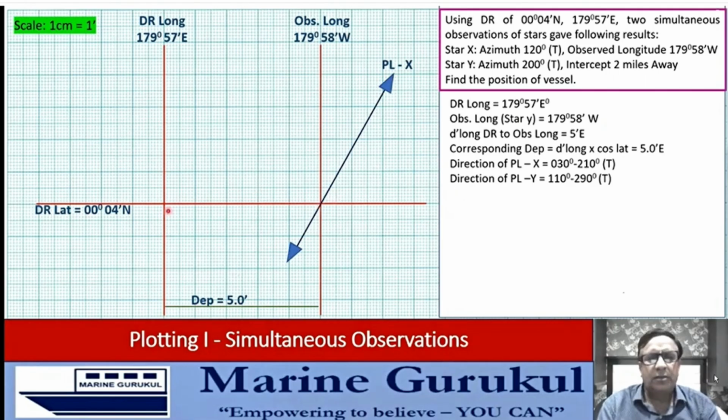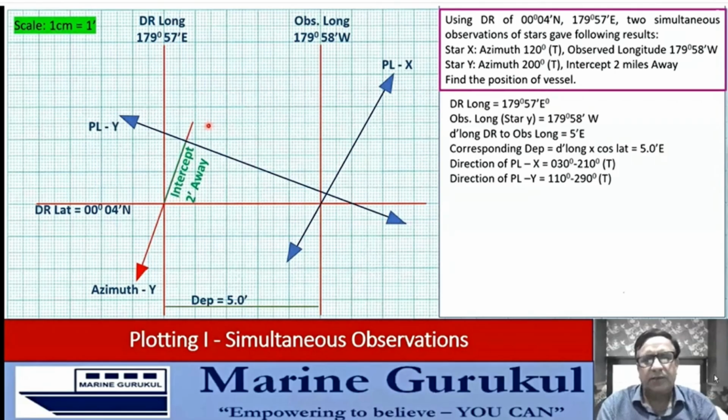For PL of Y, we identify the ITP first. So we draw the azimuth of Y through the DR. Here is the azimuth in the direction of 200 degrees true. Now in this case, the intercept is 2 miles away. So we mark off 2 miles in the opposite direction, represented by this green line. So this is the ITP in the away scenario. Through this, perpendicular to azimuth, we draw the PL, and this is the PL for Y. Where the two intersect, this point is the fix of the vessel.